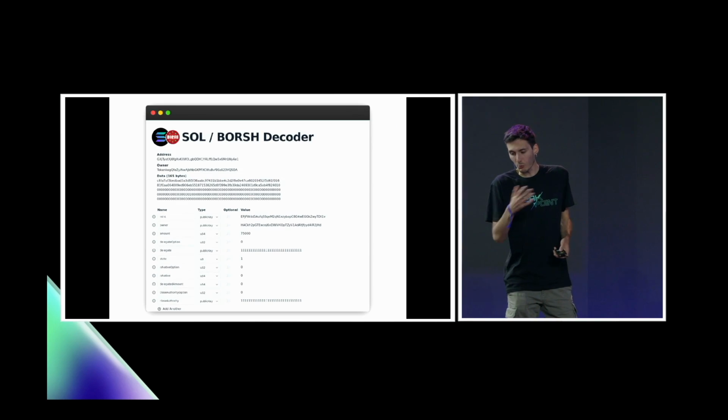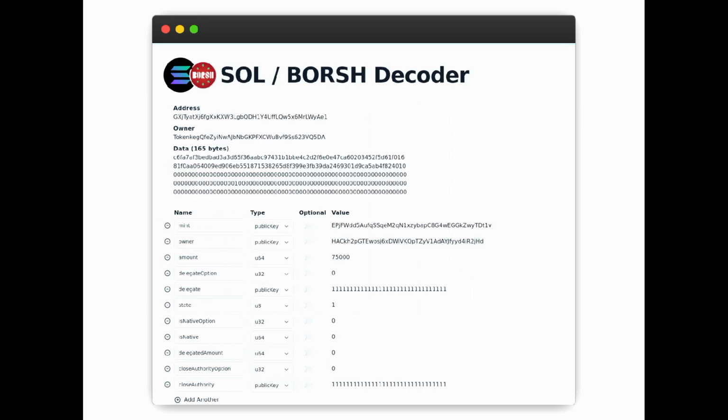Yeah, so one tool that I really like to use is the Solana Borsh decoder. It's a website that will help you to decode the data that you can find on the Solana blockchain. So you will paste the data account address on the website. It will show you the address. It will show you the owner of this data account.